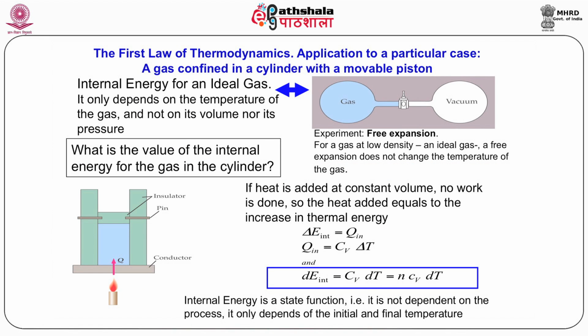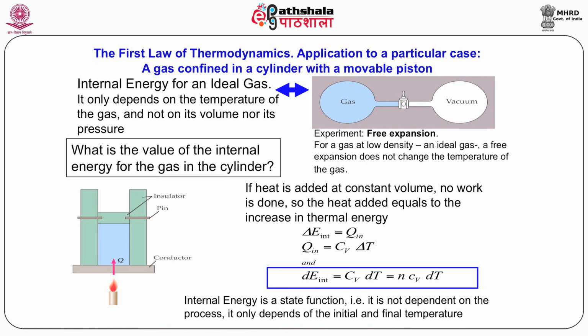Again, one more application: a gas is confined in a cylinder with a movable piston. Here delta E internal equals Cv into dT, where Cv is the constant volume heat capacity, and delta E equals N into Cv into dT. The internal energy of an ideal gas only depends on the temperature of the gas and not on the volume nor its pressure. Therefore, what is the value of the internal energy for the gas cylinder?